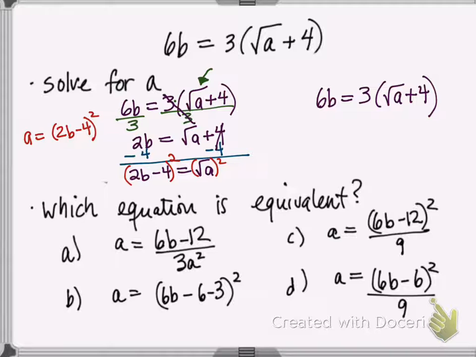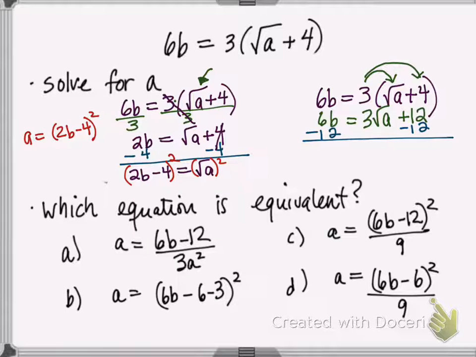An alternate way in order to isolate a, instead of dividing both sides by 3 in the first step, you could actually distribute the 3 to both terms and then start isolating the a. So if I distribute the 3 to both terms, 3 times the square root of a is 3 square root of a, and then 3 times 4 would be 12. Next, again, my goal is to get a alone, so I have to move what's not attached to that a first. So I need to subtract 12 from both sides.